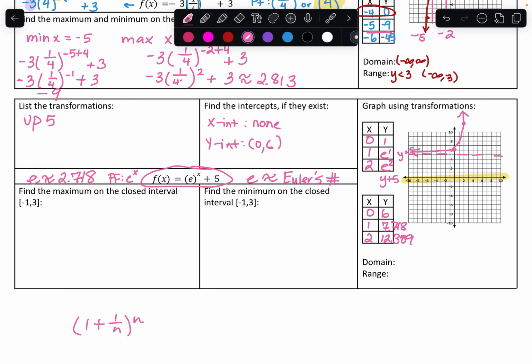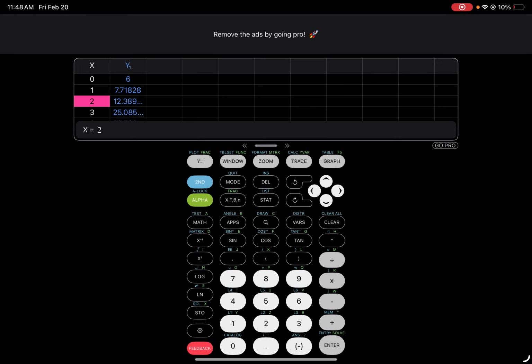Okay, finding the maximum and the minimum, you can see that this function is increasing as x gets bigger. So the minimum should happen at x equals -1. And the max should happen at x equals 3. Okay, plugging these values into our function, we get e cubed plus 5. And then this becomes e to the -1 plus 5. We'll approximate those values.